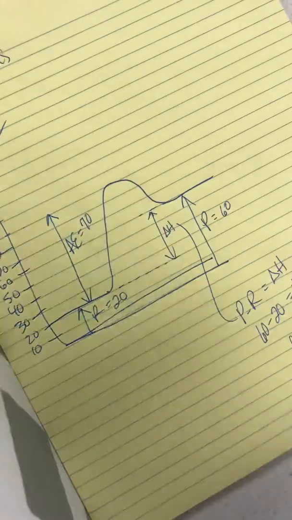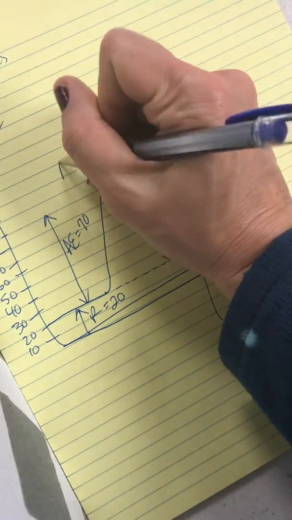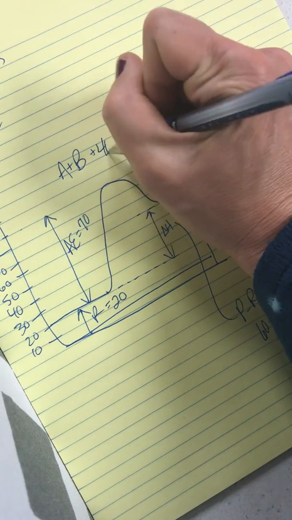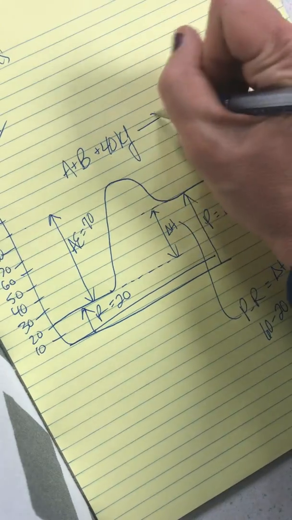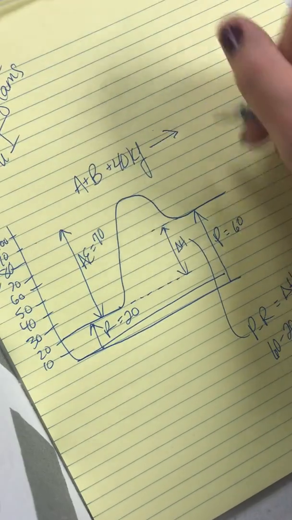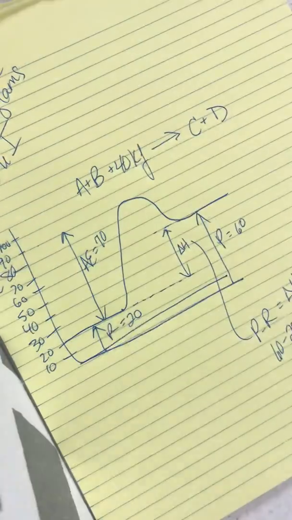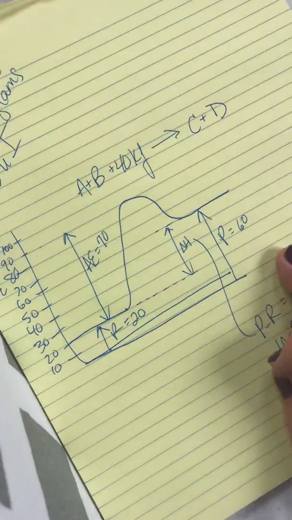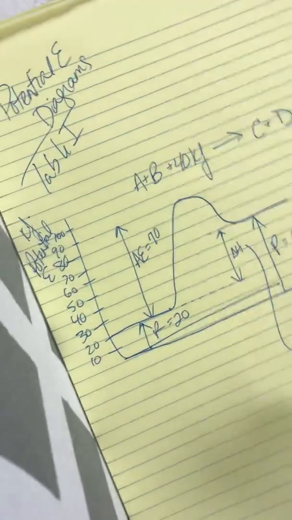So if I wanted to write out my reaction, let's say my reactants are A plus B. I would have to add 40 kilojoules of energy before the arrow because this is an endothermic reaction. And let's say my products are C and D. That would be my reaction. So this is how an endothermic reaction looks. Now let's do an exothermic reaction.